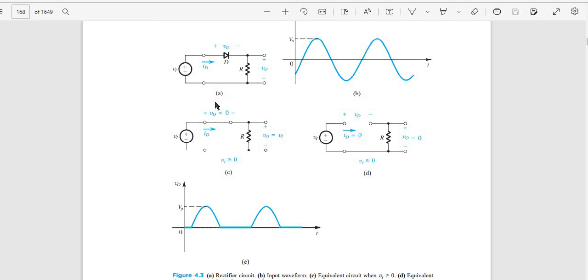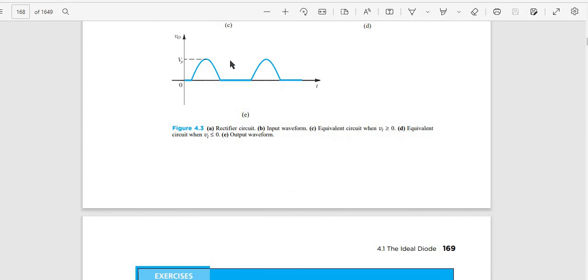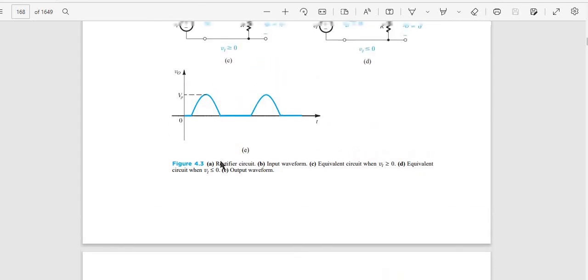Figure 4.3a. This is the forward direction diode, and this is graph B, C, 4.3D. This is the half wave rectification graph. Rectifier circuit, input waveform, equivalent circuit when V1 greater than or equal to 0, equivalent circuit when V1 less than or equal to 0, output waveform.